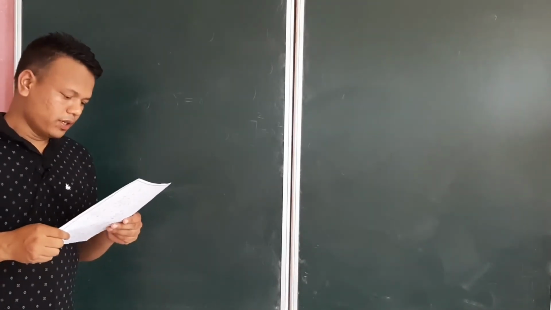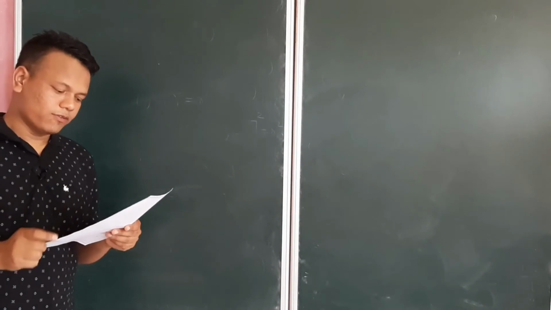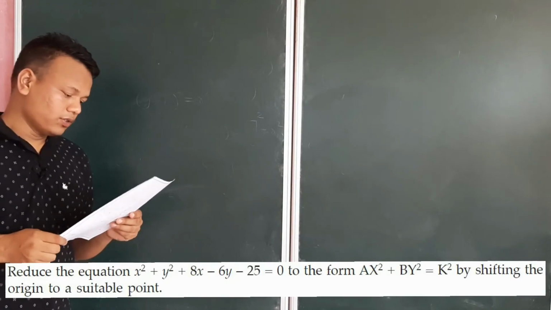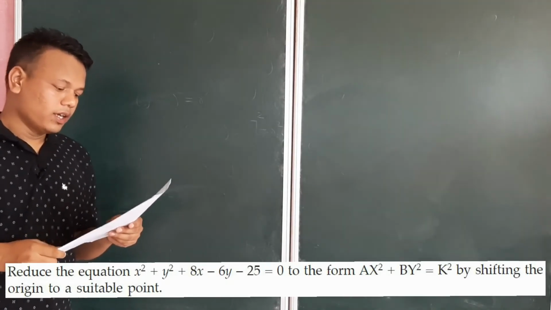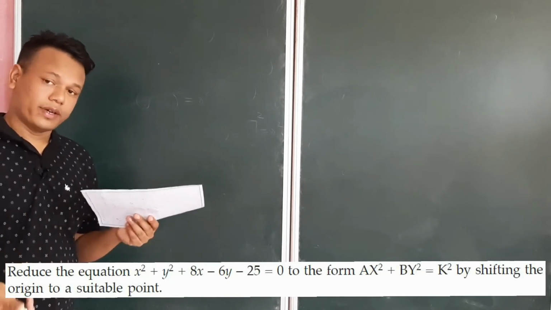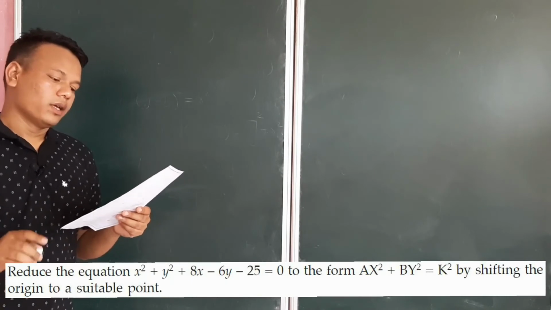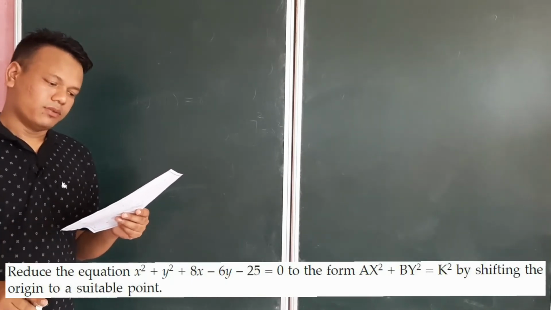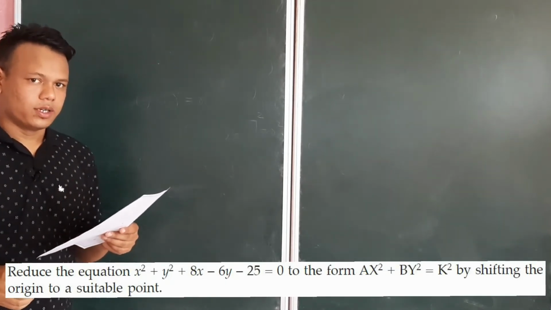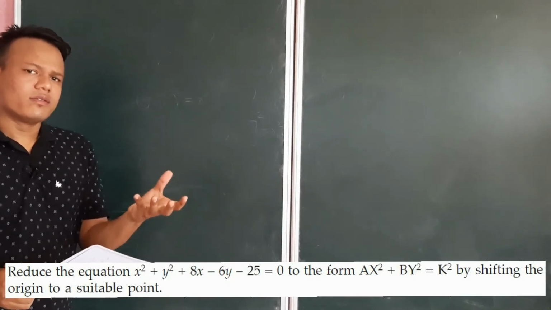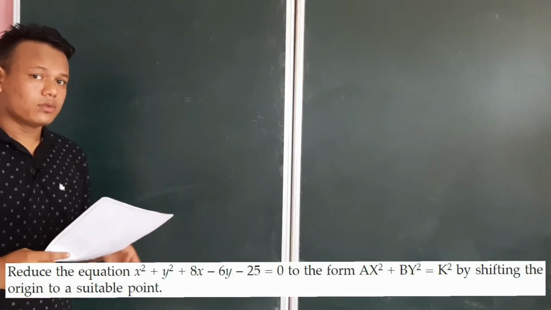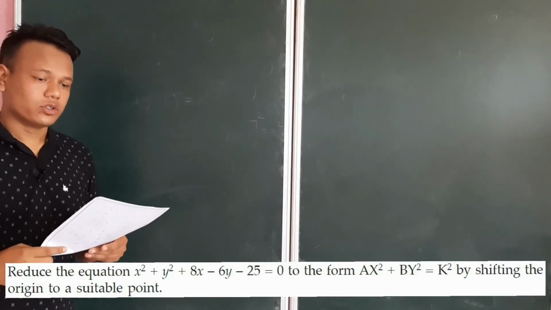Okay, so let us have a look at the last question for the day, question number 5, because 6 is similar to 5, so you will try question number 6 by yourself. In question number 5 it is said, reduce the equation x square plus y square plus 8x minus 6y minus 25 equals 0 to the form ax square plus by square equals k square by shifting the origin to a suitable point. So basically here we are not given h comma k. The point which is shifted to origin is not given to us, the only thing given to us is the equation of the curve.